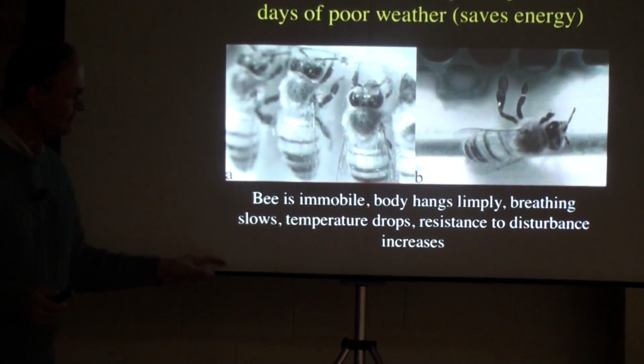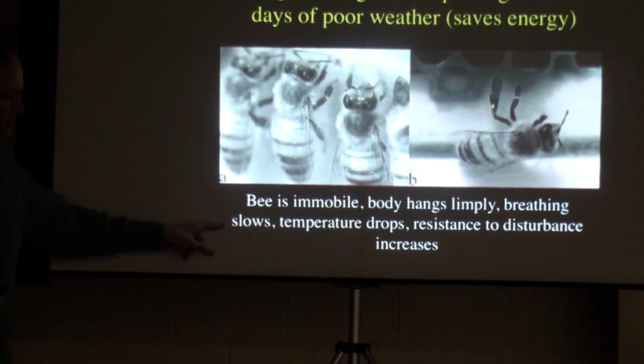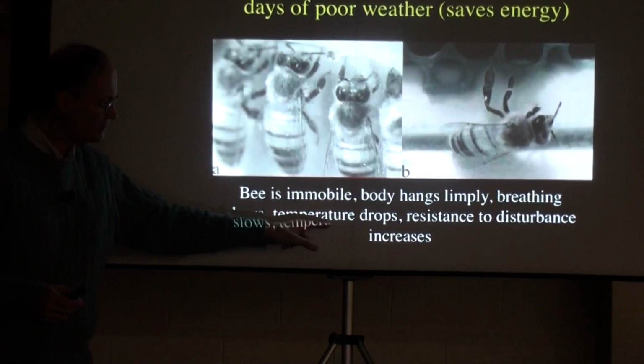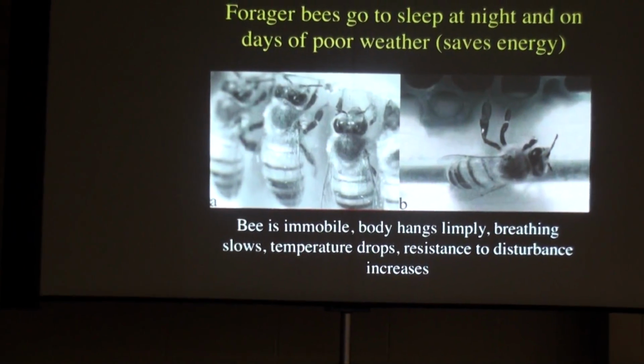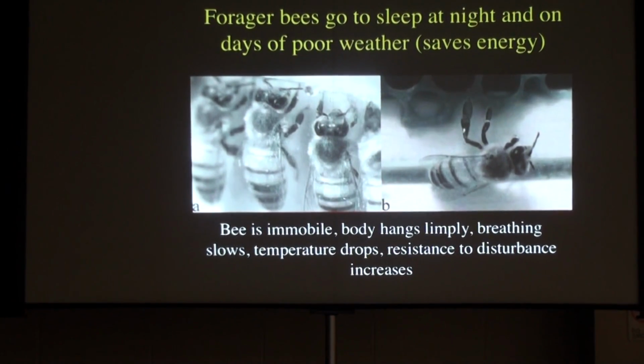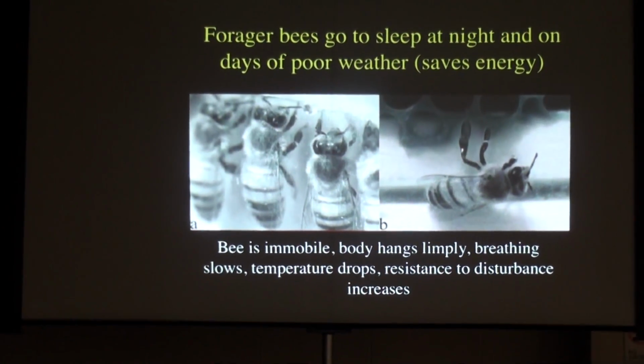There's a sleeping bee. The breathing rate slows, the body temperature drops, and resistance to disturbance increases. And even the brain activity changes. These bees are in a low energy, low metabolic state. They're resting. And thus it saves energy.